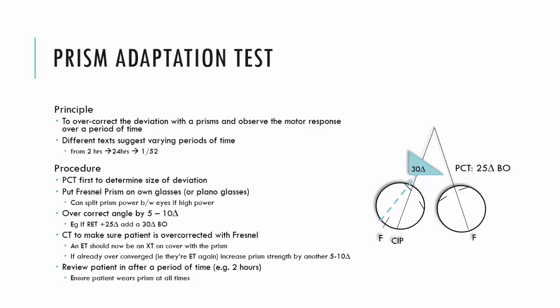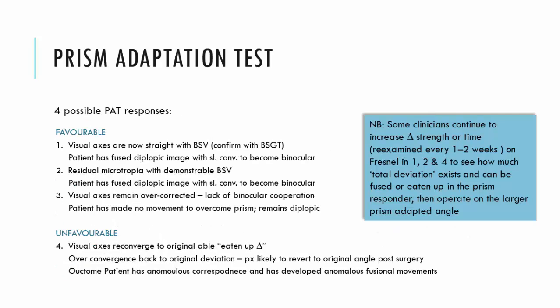What are the possible responses that I may see? What's favourable and what's unfavourable? There are three possible responses that the patient may have which are favourable, and by favourable I mean that the prognosis is good post-operatively. But there is one potential response which is unfavourable, which indicates that post-operatively you're going to have a poor outcome. Let's go through each of the favourable responses.